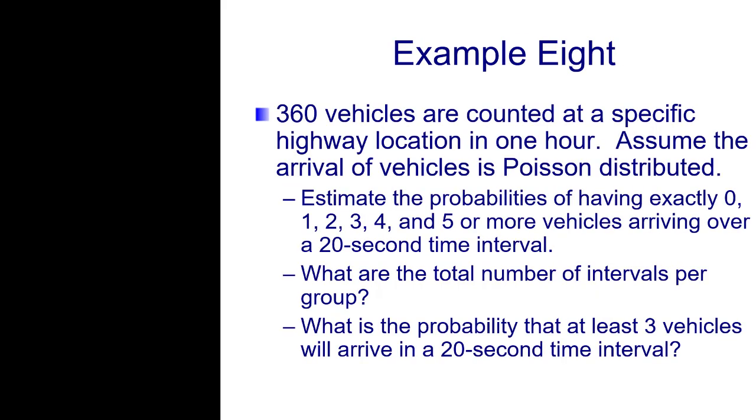Example 8. 360 vehicles are counted at a specific highway location in 1 hour. Assume the arrival of the vehicles is Poisson distributed. Estimate the probabilities of having exactly 0, 1, 2, 3, 4, and 5 or more vehicles arriving over a 20-second interval. What are the total number of intervals per group? And what is the probability that at least 3 vehicles will arrive in a 20-second time interval?